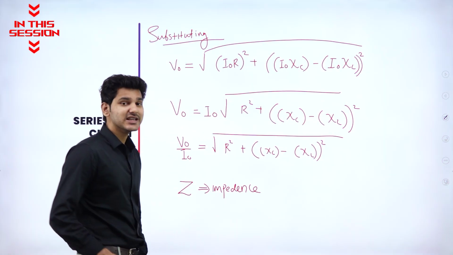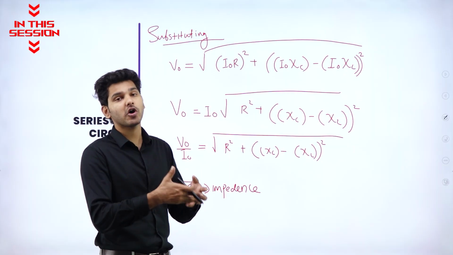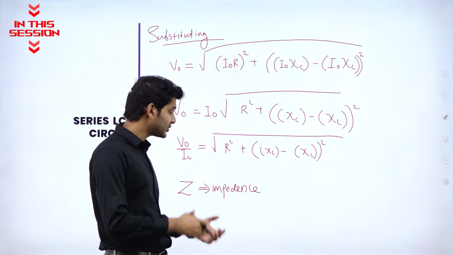Impedance just means it is the net effective opposition that is offered in a series LCR circuit. So that is known as impedance.